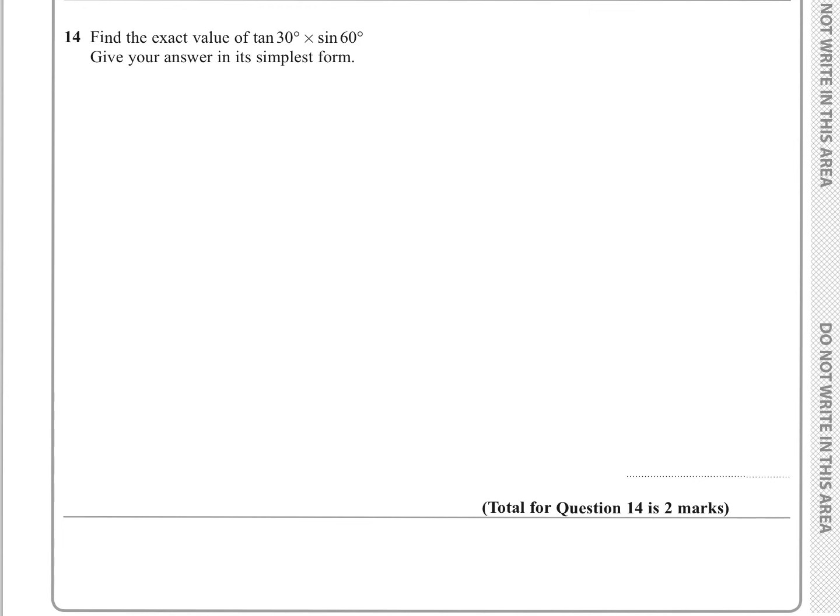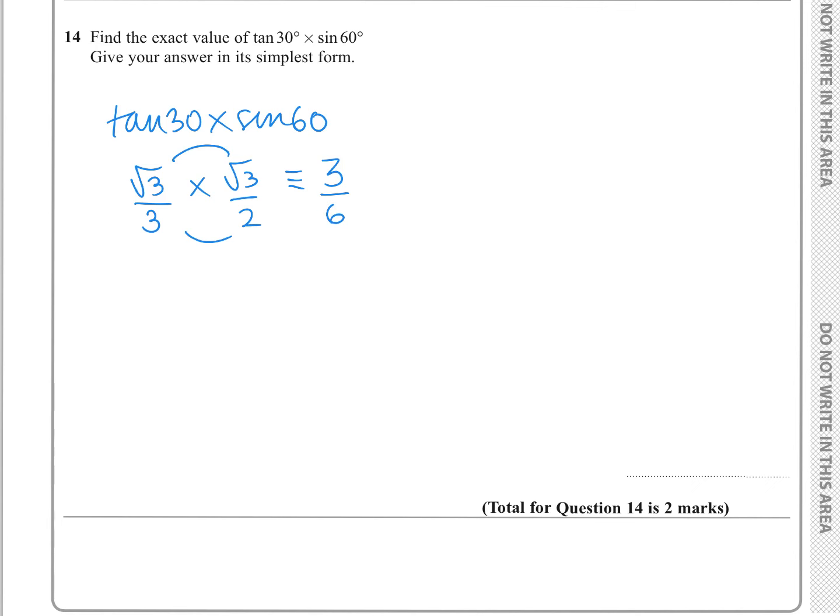Question 14. For those that know the values of tan 30 and sine 60, I'll just do this very quickly. And so tan 30 multiplied by sine 60. Well, tan 30, for those that know, is root 3 over 3. And sine 60 is the same as cosine of 30, which is root 3 over 2. Root 3 times root 3 is 3. 3 times 2 is 6. And 3/6 is 1/2. So 1/2 is the answer.